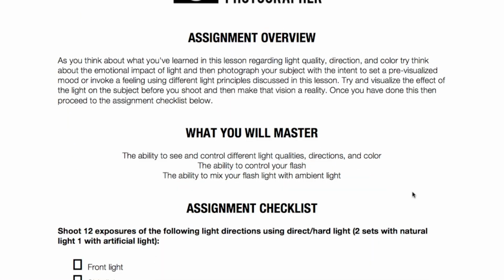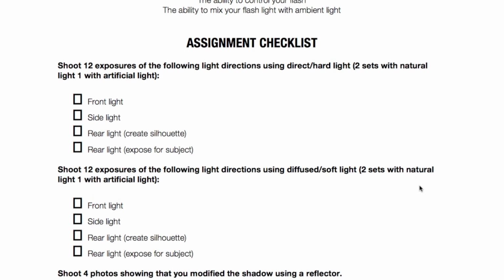All right, here we go. So you're going to master the ability to see and control the qualities, directions, and color of light. We've already talked about color. The ability to control your flash and the ability to mix your flash with ambient light. All right, assignment checklist. So you are going to go out and you're going to shoot 12 exposures of the following light directions using direct hard light.